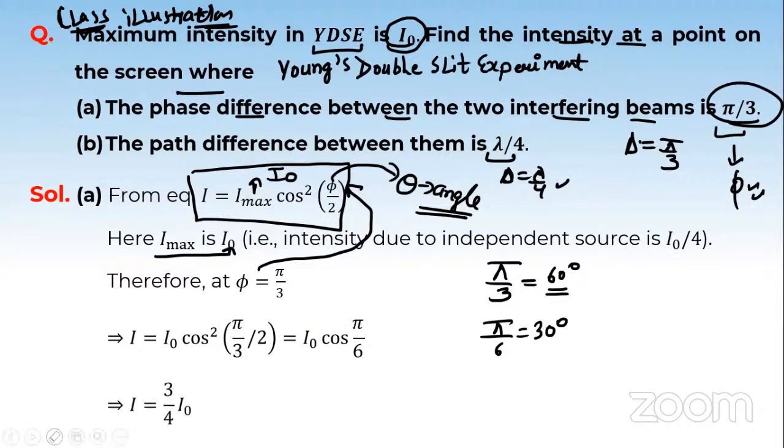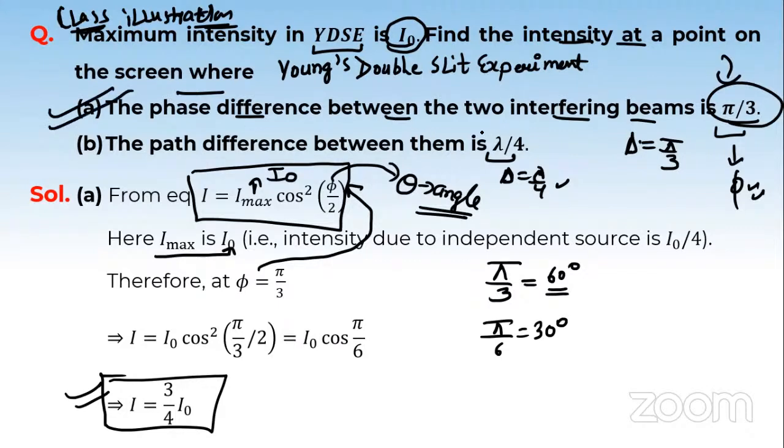See this. You got it? So the first question's answer is this. For the phase difference equal to pi by 3, the answer will be I equals 3 by 4 I naught. And that is solved now.